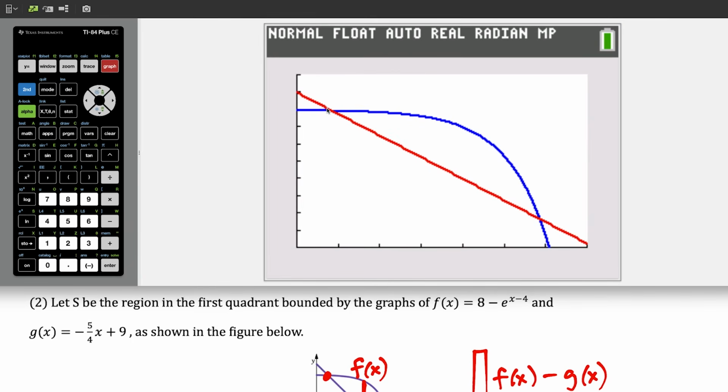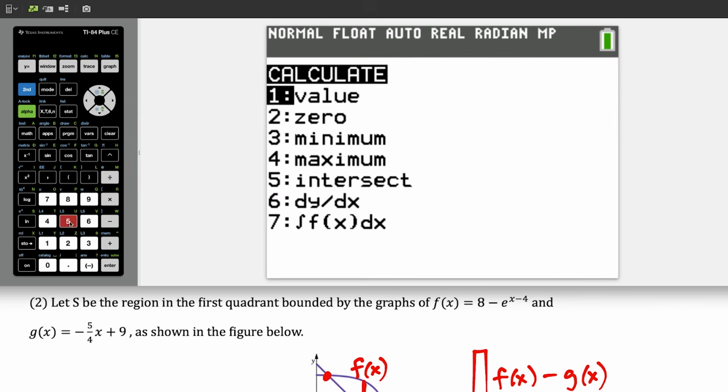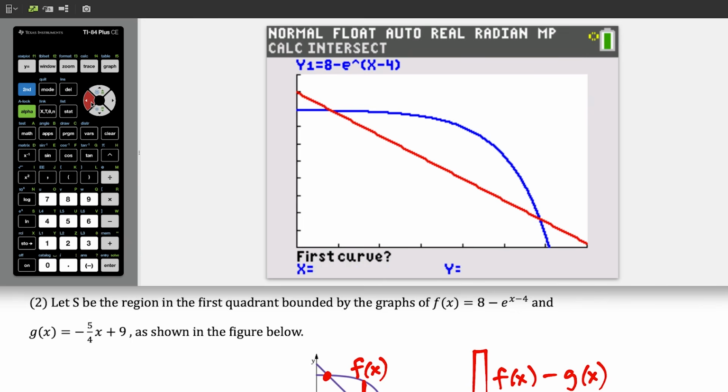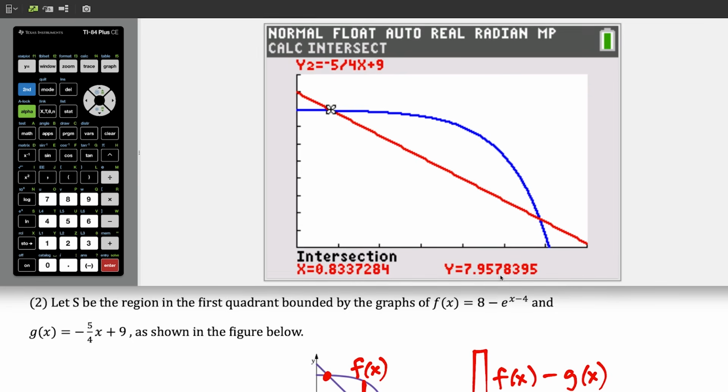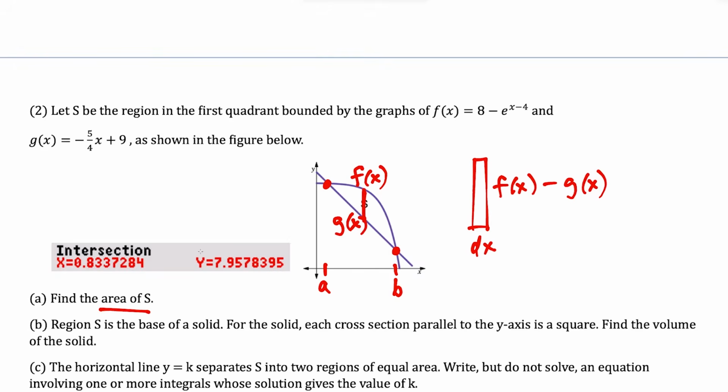So once again, we needed to know the coordinates for the 2 points of intersection. So we're going to press second trace number 5 for intersect. And I'm going to go up to the first point of intersection, and I'm going to press enter 3 times. And this gives me my first point of intersection. I'm just going to leave this over here because we're going to need this information throughout the question.